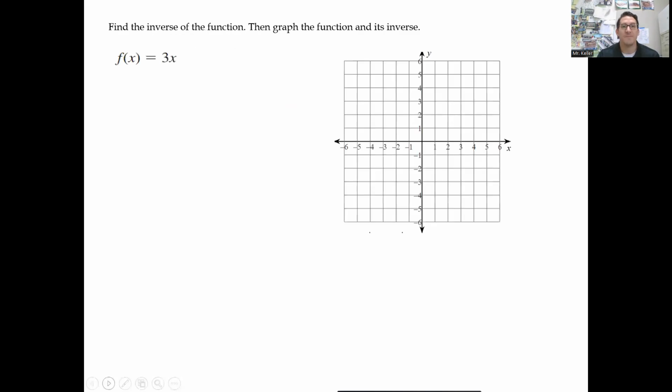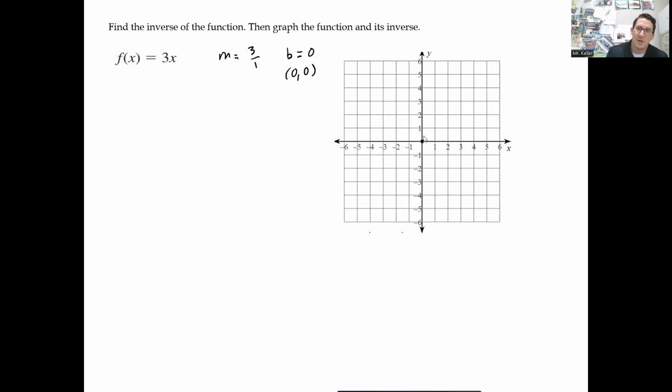So there's the assignment here. Now we're on to graphing. It says find the inverse, then graph the function and its inverse. I'm going to graph the function first, get that out of the way. So f of x equals 3x. First thing I'm going to do is identify the slope. The slope is 3. Slope is easier as fractions, so I'm going to make it 3/1. There's no B at the end of it, so B is 0. So the starting point is at 0, 0.